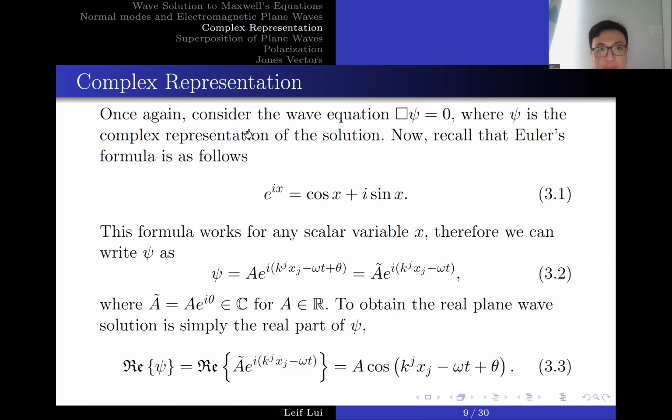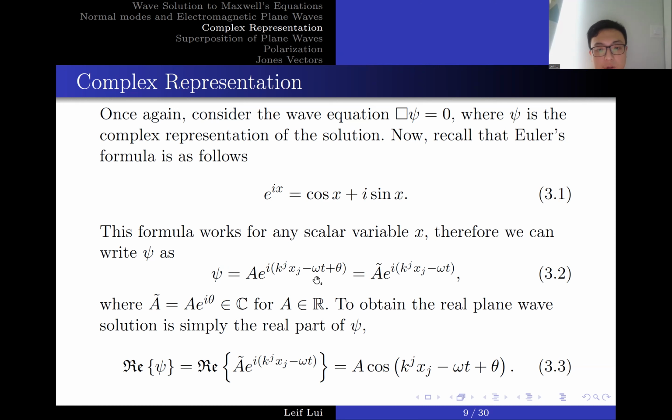So what is the complex representation? So once again, consider the wave equation as follows, where psi this time is the complex representation of the solution. Now, recall that Euler's formula is like this. And this is why I use E bar and E, because I don't want to get confused between the exponential and the polarization vector. So here we have Euler's formula, and it works for any scalar variable x. So therefore, we can write psi as follows.